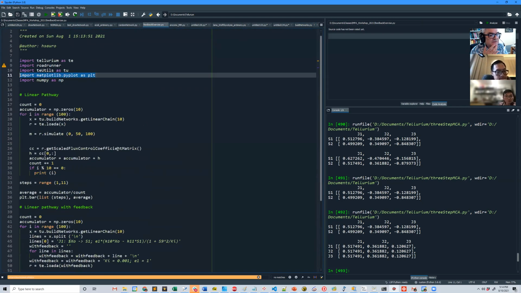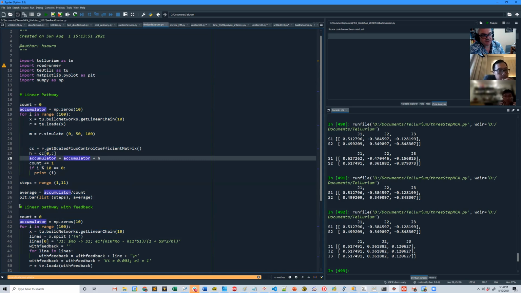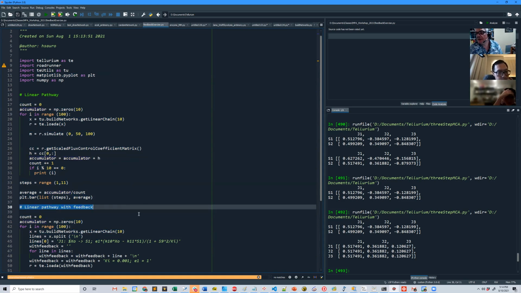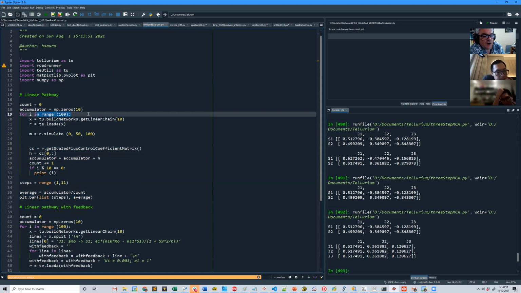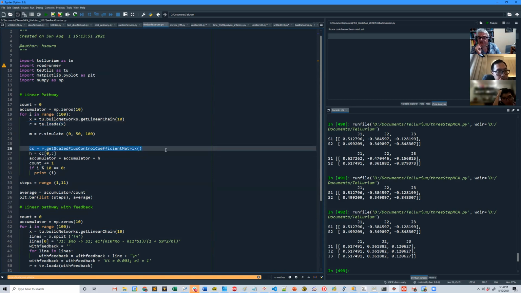Okay, so what I'm doing here is two sections. There's this section and this section. The top section is a linear pathway. The bottom section is a linear pathway with negative feedback. And what I'm doing is generating 100 random linear chains of length 10. That means they have random constant values. Then I load them into Roadrunner, do a simulation, and compute the flux control coefficients, the entire matrix.